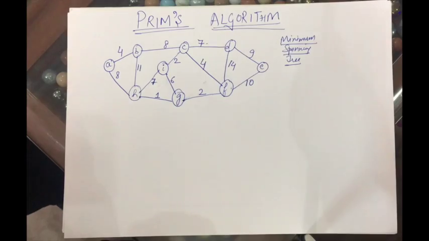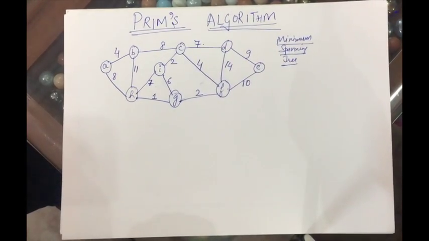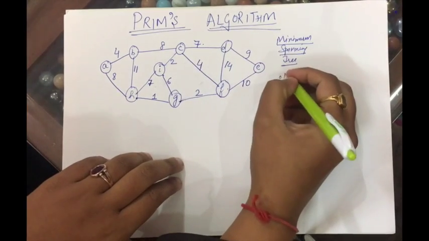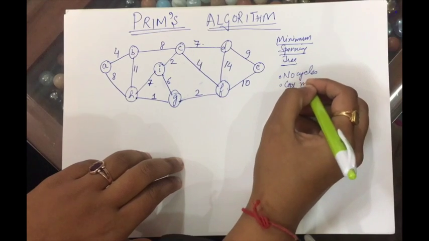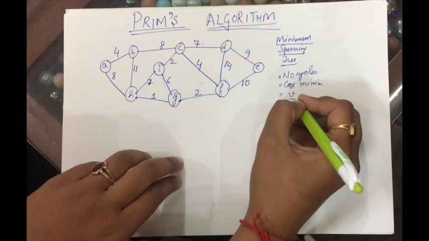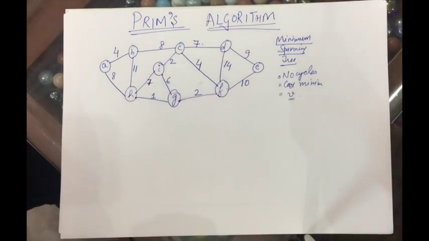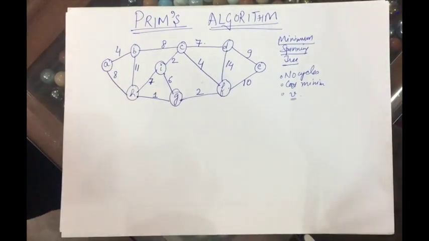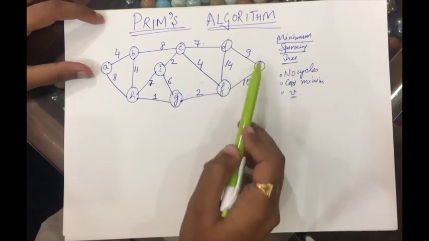Now, let me tell you that there are only two conditions that we have to fulfill for a minimum spanning tree: we should not have any cycles and the cost should be minimum, and then we have to include all the vertices of the given graph. Only the edges can be eliminated, that is, they can be left out, but all the vertices have to be included.